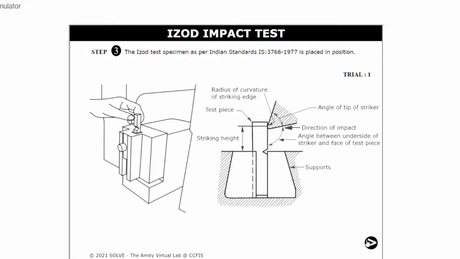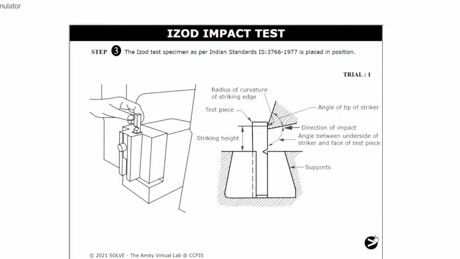Step 3. The Izod test specimen as per Indian Standard IS 3766-1977 is placed in position. In trial 1, note the radius of curvature of striking edge, test piece, striking height, angle of uplift of striker, direction of impact, angle between underside of striker and face of test piece, and support.